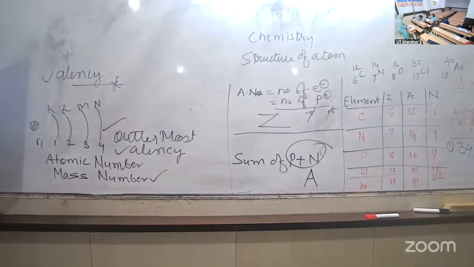Mass is 24, proton is 12, so electron will be 12. Okay, then atomic number 12, then number of neutrons 12, then element magnesium. It is magnesium, we have done that in the table actually. Then next.